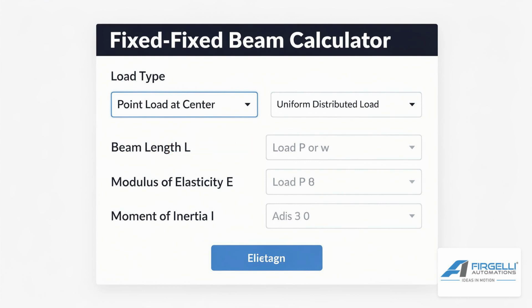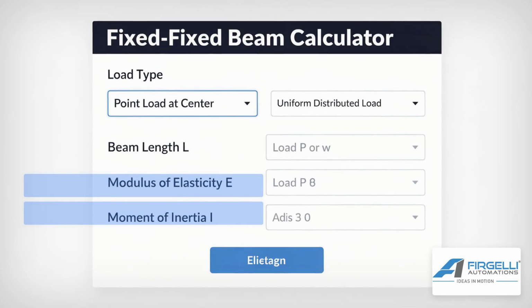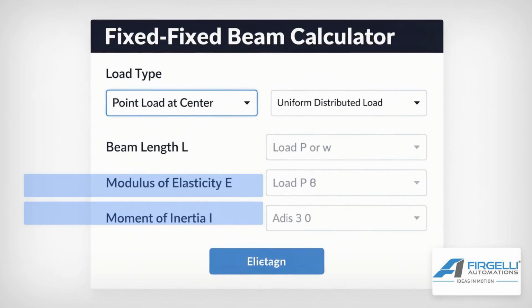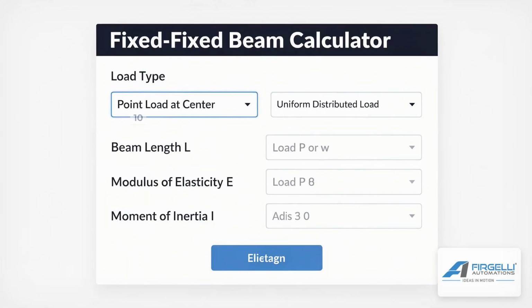Next, enter your beam length L in the first field, then input your load P or W value. Note that P represents point load and W represents distributed load. Enter your modulus of elasticity E, and finally input your moment of inertia I. For our example, I'll enter 10 for beam length, 10 for the load value, 10 for modulus of elasticity, and 10 for moment of inertia.